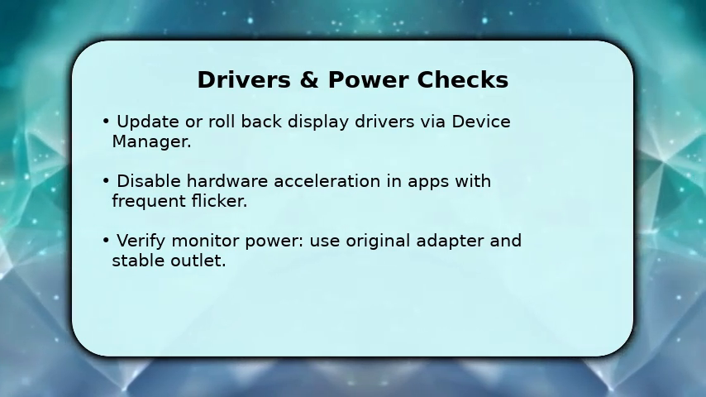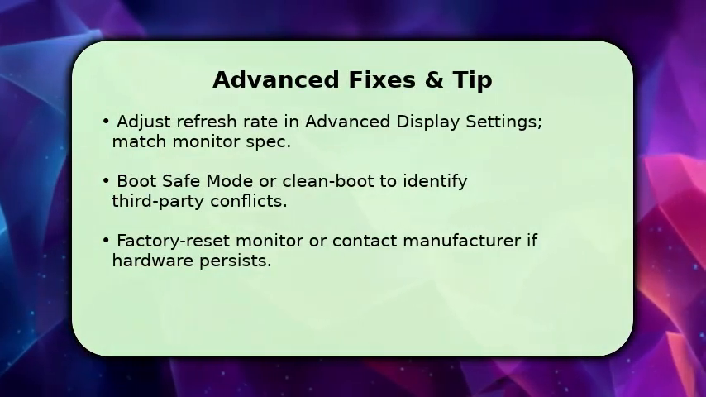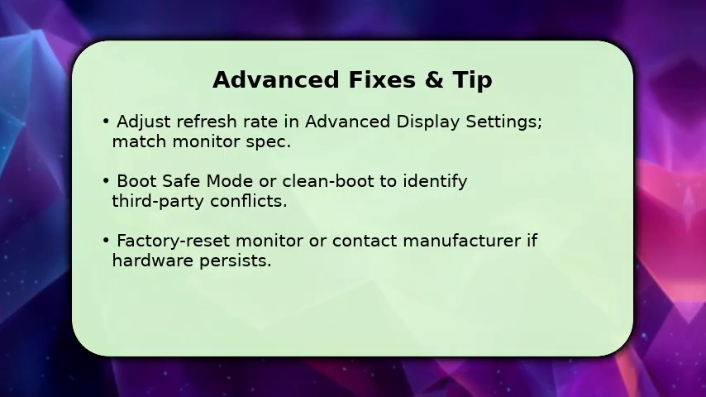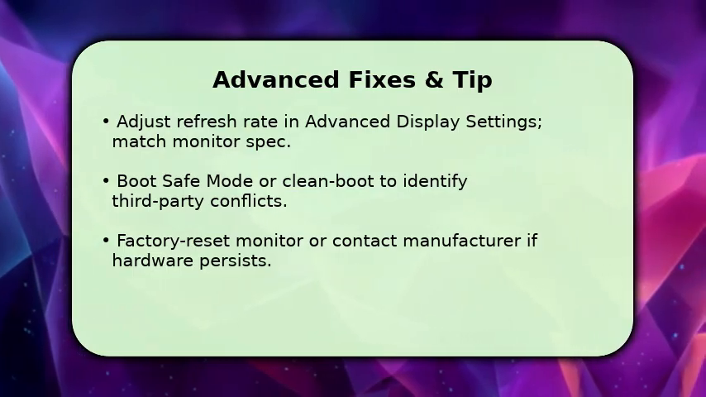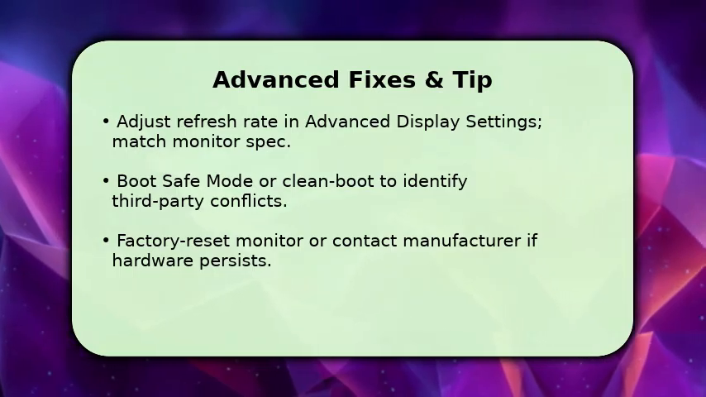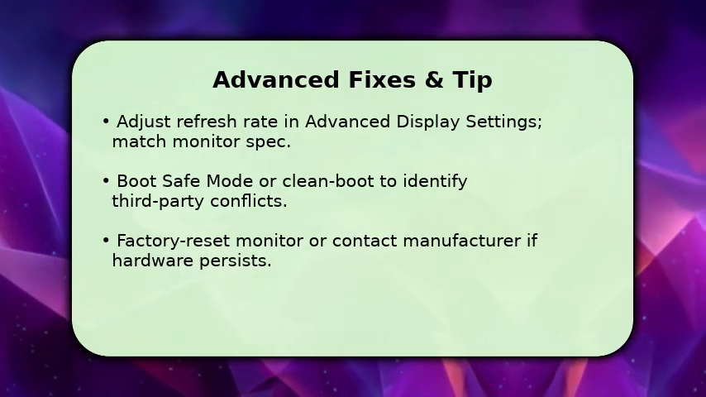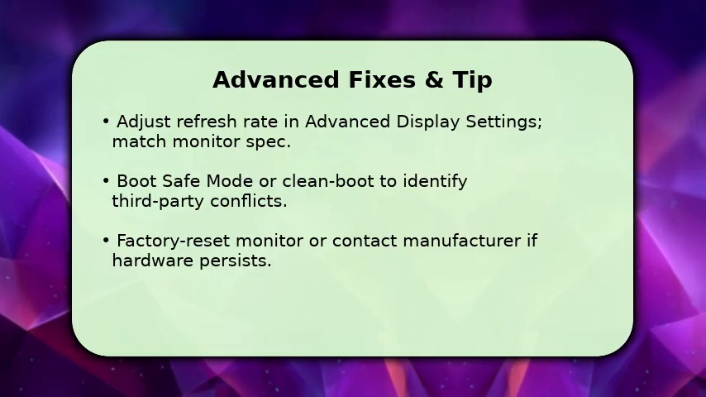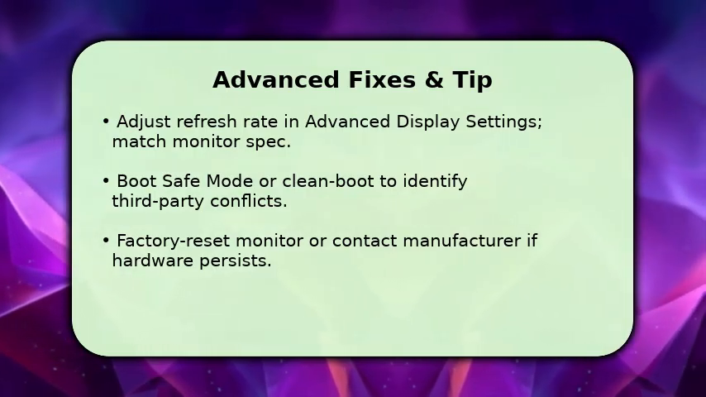Finally, you perform advanced troubleshooting and a key fallback. Change the refresh rate to the monitor's native spec in advanced display settings. Mismatched rates often flicker. If flicker continues, boot into safe mode or perform a clean boot to identify third-party software conflicts. As a last resort, reset the monitor to factory defaults or test with another GPU to check hardware. If none of these work, contact the manufacturer. Troubleshooting tip: if flicker appears only during specific apps, reinstall or update that app before.